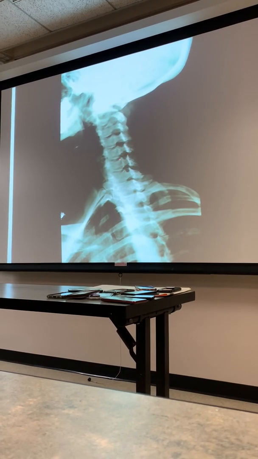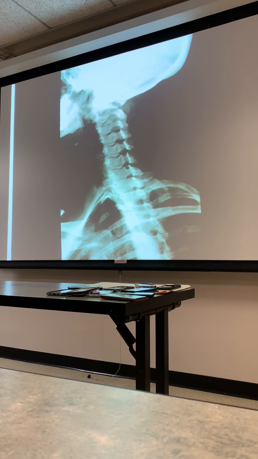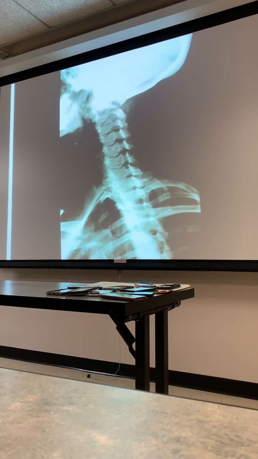Right there. So which intervertebral foramen is this? The left one. Okay, so the RPO would demonstrate the left intervertebral foramen.